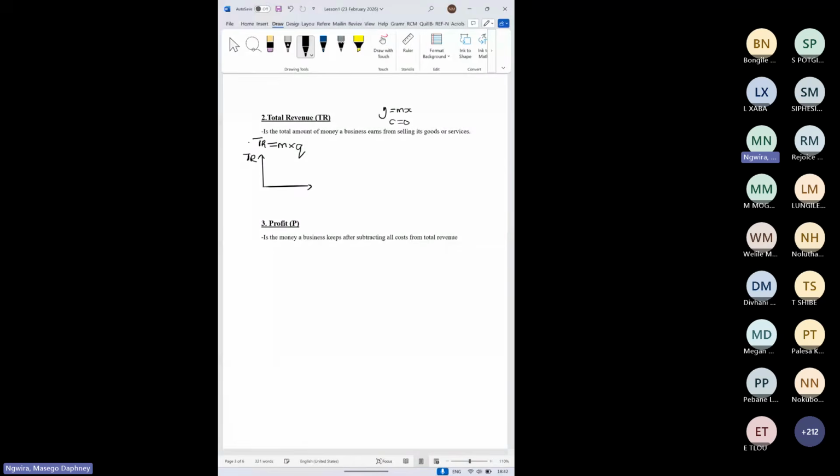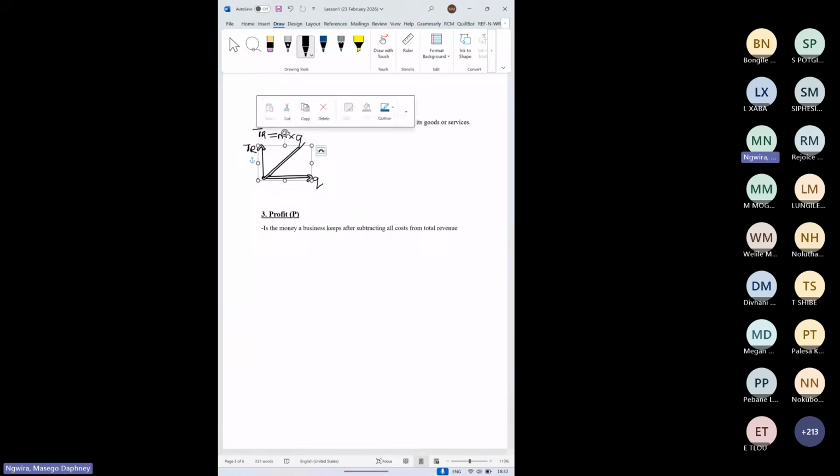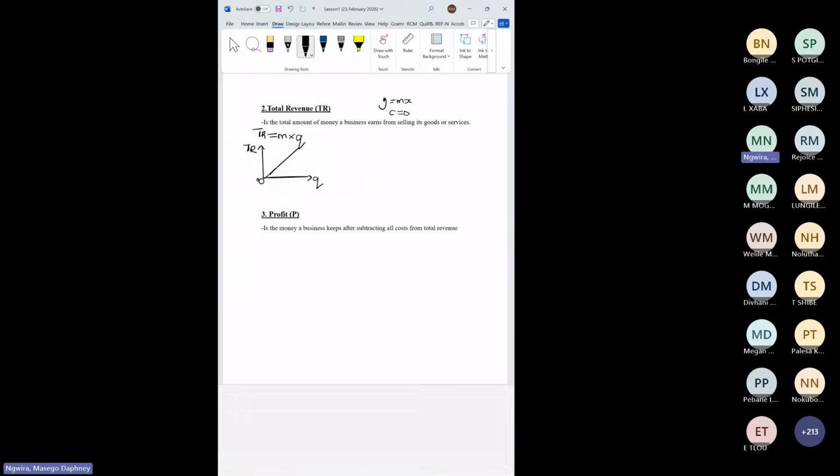There's no plus. It means that my graph is going to start at 0. My graph is not going to touch this line of TR. So when I draw the total revenue function, my graph is going to look something like this. And this is a positive relationship because my M is positive. There's no negative. So this is how a total revenue function or graph looks like.